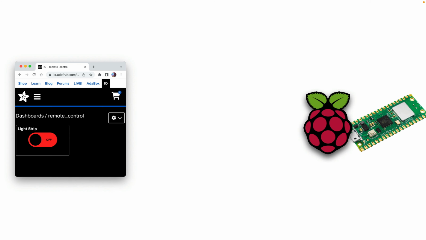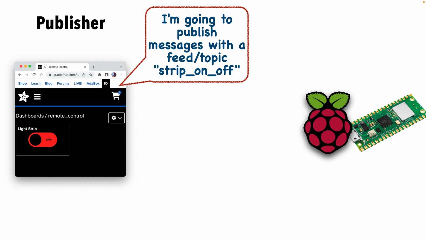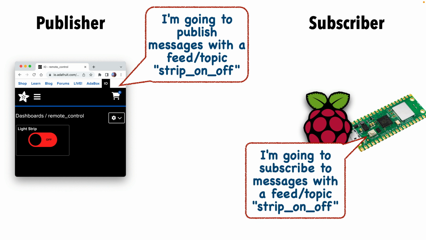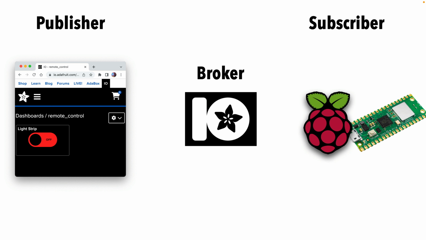Now for MQTT to work, we need three pieces. A publisher that sends out messages. For us, the publisher is going to be our web browser dashboard. We'll start out by publishing a message that says on or off. A subscriber, which subscribes to or waits around for published messages so it can respond to the messages that are received. For us, the subscriber is going to be a CircuitPython program running on our Pico W that's connected to the internet. And in between the publisher and subscriber is a broker.